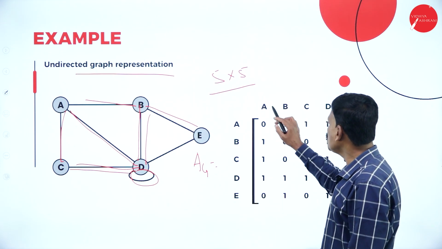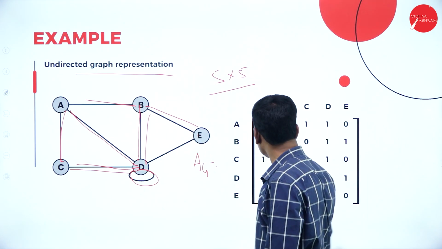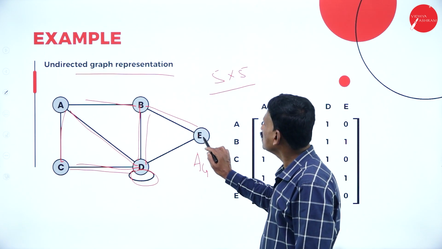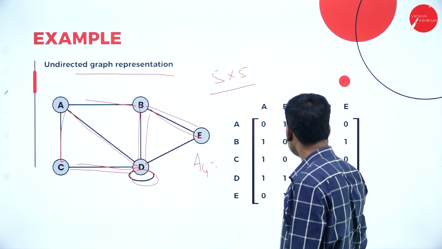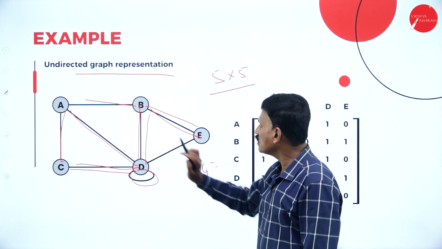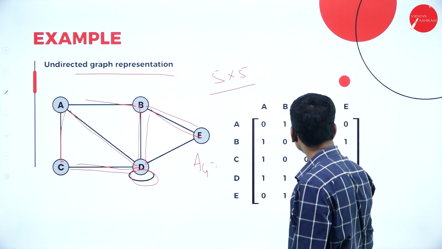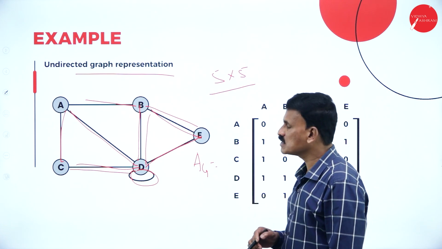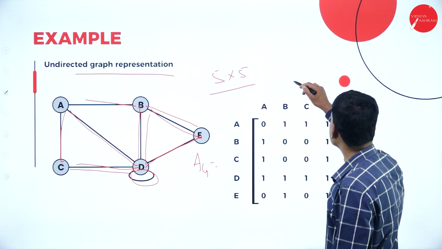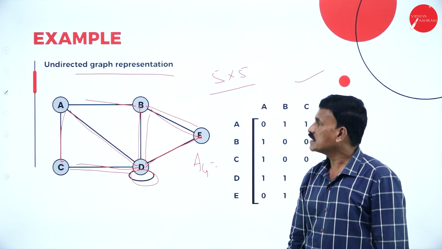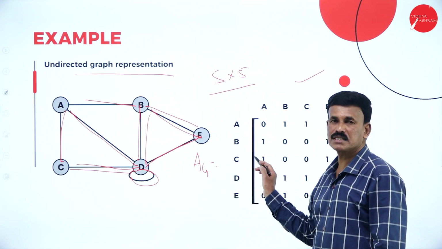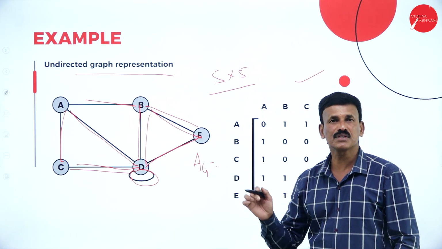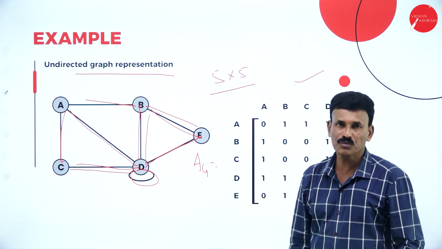Next E to A is 0, again E to B is 1, E to C is 0, again E to D is 1, and again E to E is equal to 0. So this is an example of the adjacency matrix for an undirected graph. Hope you followed.